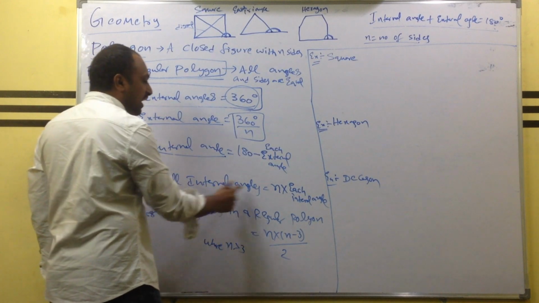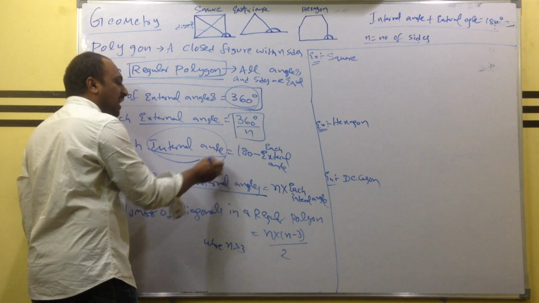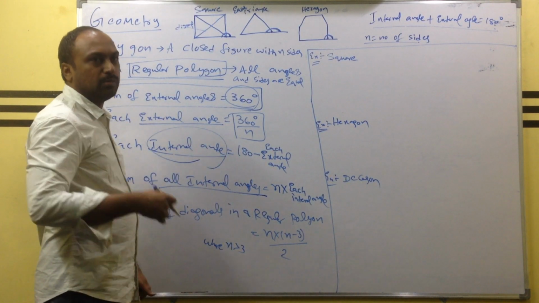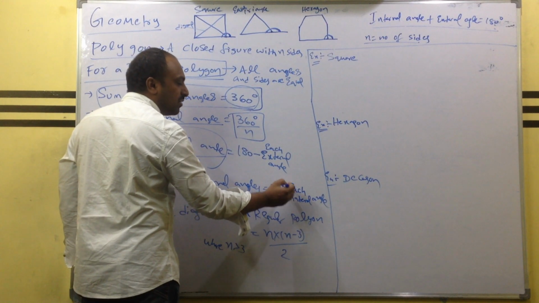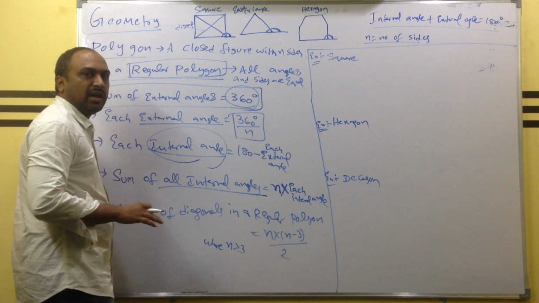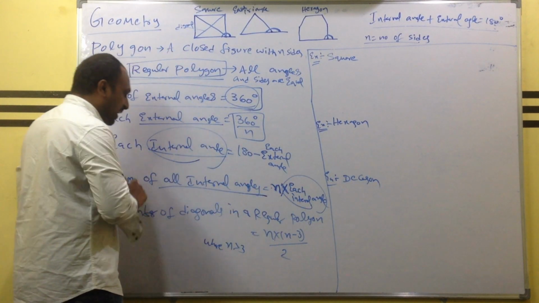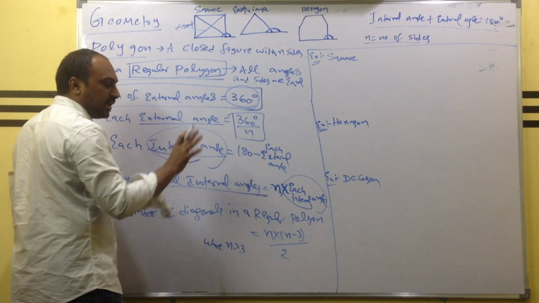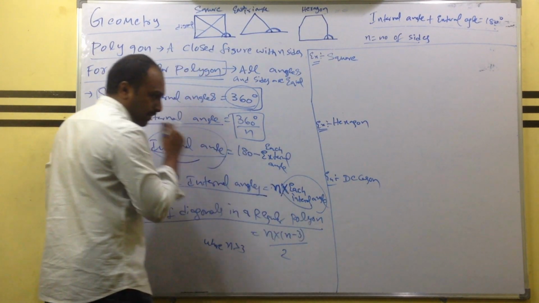Sum of all internal angles is equal to how much? Once you come to know each internal angle, then it is nothing but the number of sides into each internal angle, because each side will share it. Whatever each internal angle is, into the number of sides, take the total internal angle. And now, the number of diagonals in a regular polygon.